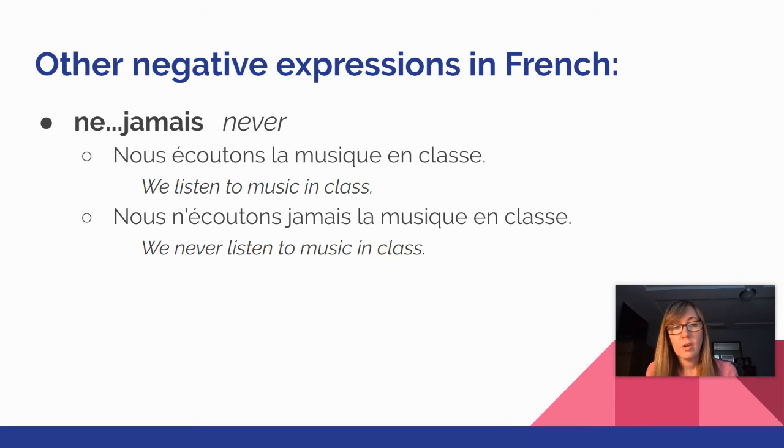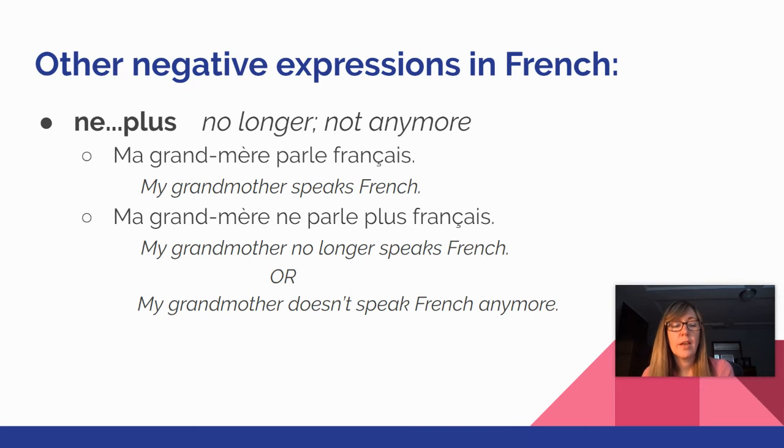So same idea. You're going to put the ne in front of your conjugated verb, your jamais after your conjugated verb. The next common negative expression is ne plus, which can translate into English as no longer or not anymore. Ma grand-mère parle français. My grandmother speaks French. Ma grand-mère ne parle plus français. My grandmother no longer speaks French, or she doesn't speak French anymore. Again, we have two different ways of expressing that in English, but it's just ne parle plus in French. And again, ne in front of your verb, plus after your verb.